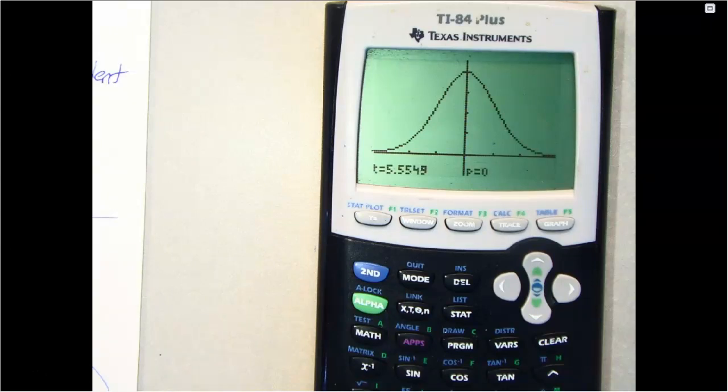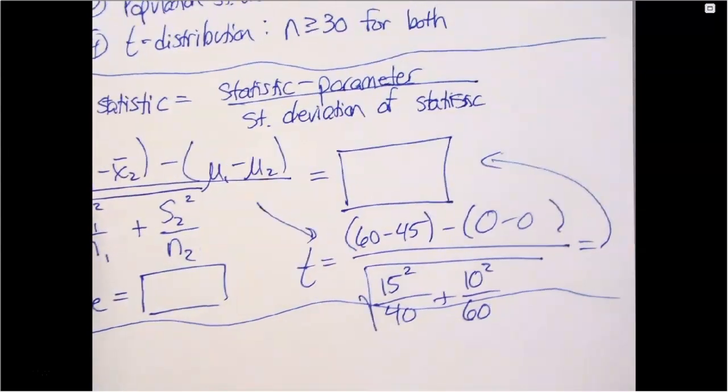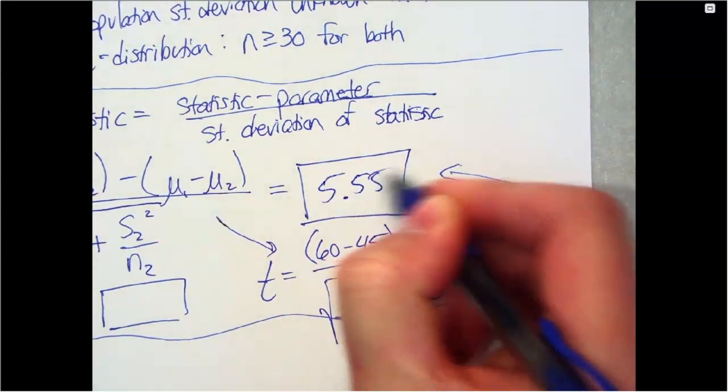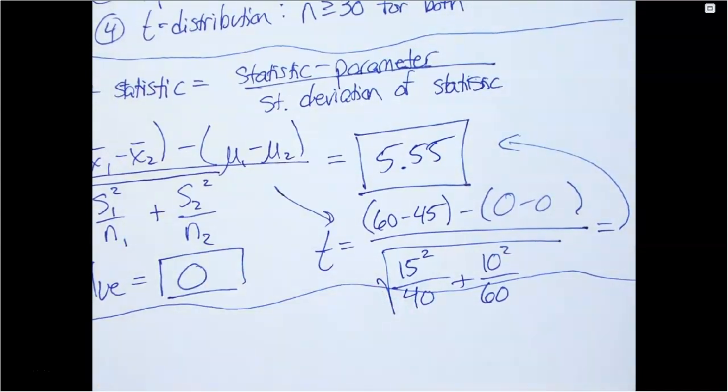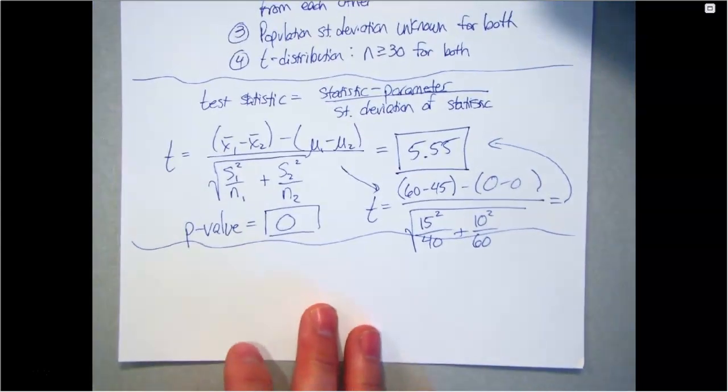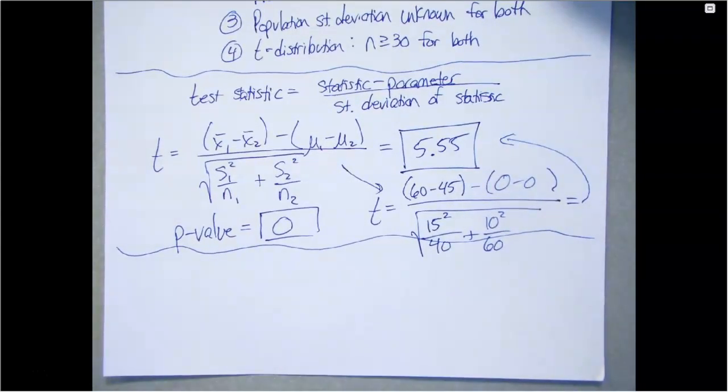So P is 0. Like it's not even a question. So I get t equals 5.55. And the p-value isn't even like 0.001 or something. It's just flat out 0. So, did everybody get those? If you didn't get that, let me know, because I'm sure some calculators use.